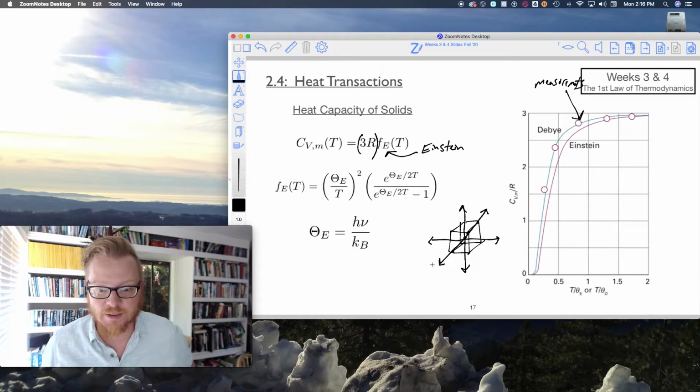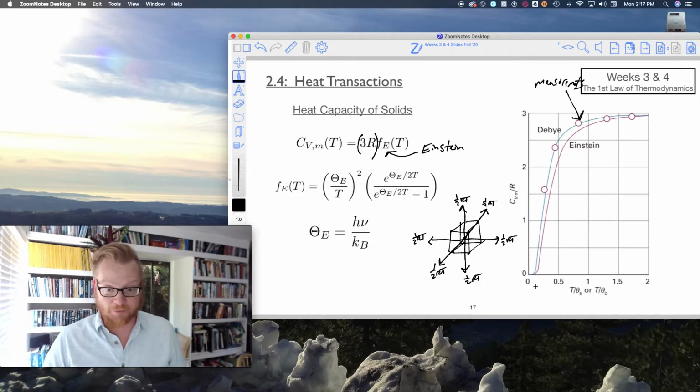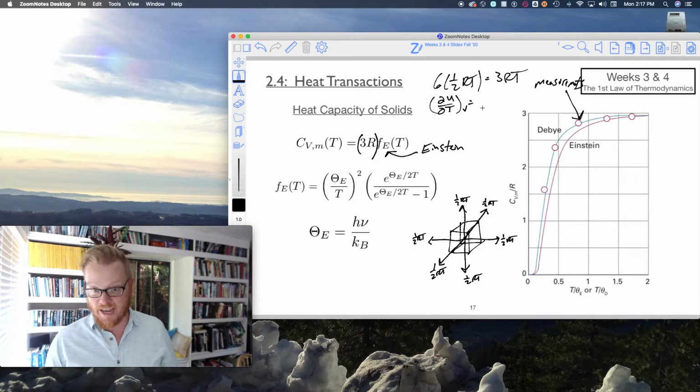So we get 1/2 RT for each and every one of these motions. The positive x and the negative x are no longer degenerate in a solid. So that's 1, 2, 3, 4, 5, 6 degrees of freedom, six 1/2 RTs, gives me 3RT. And remember, the partial of U with respect to the partial of T equals the heat capacity, which is 3R.